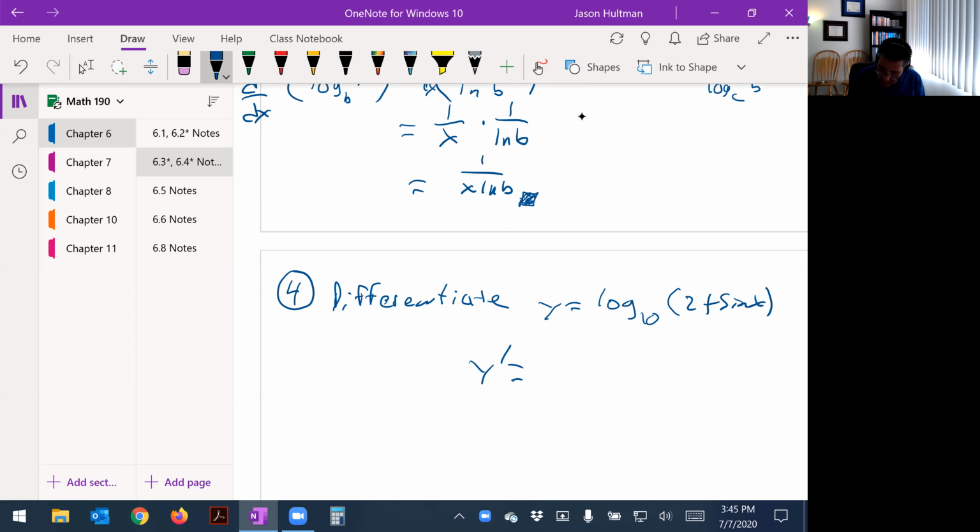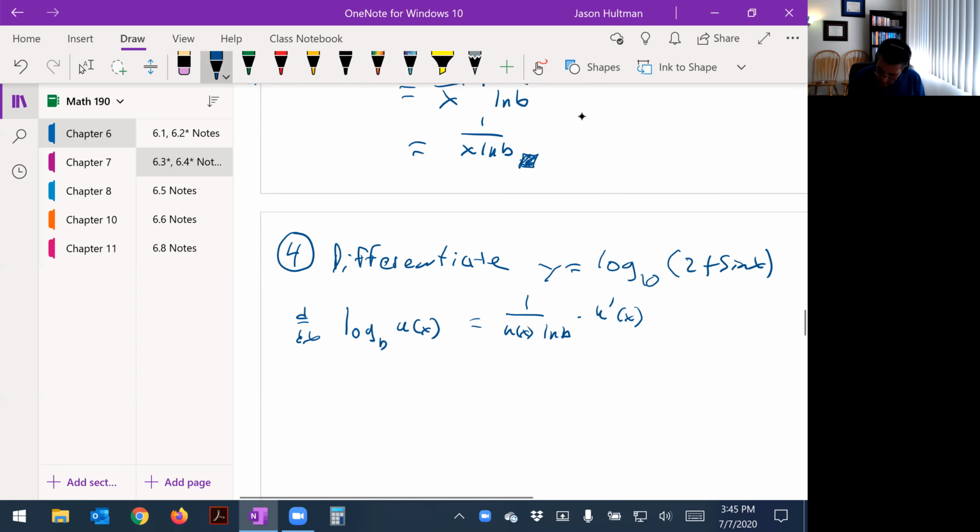So think of this as, if I wanted to look at log base b of u of x, then d dx, wouldn't that be a chain rule? So what would this be? This would be 1 over u of x times natural log of b times u prime of x. Does that make sense? If we did a chain rule on that one, this is what it would have to be. So let's do that for this guy here.